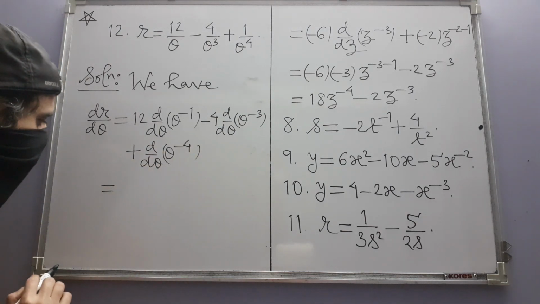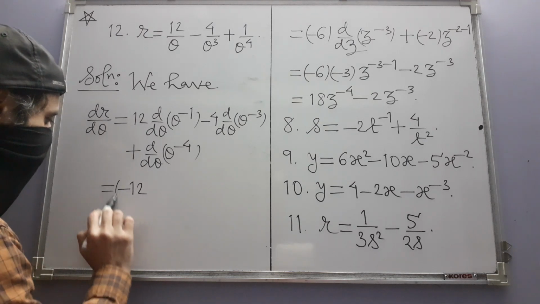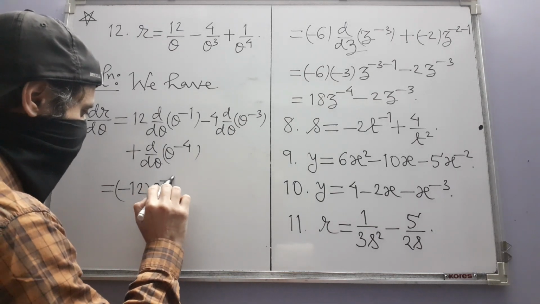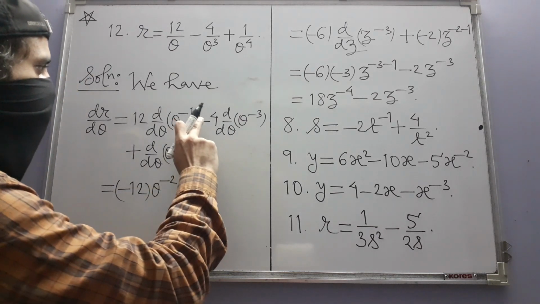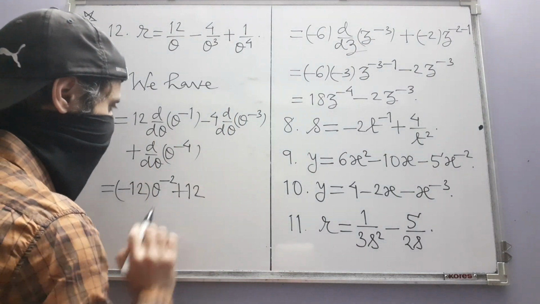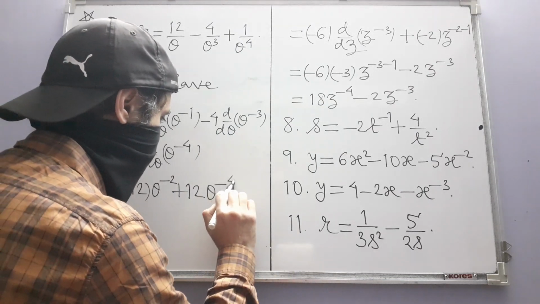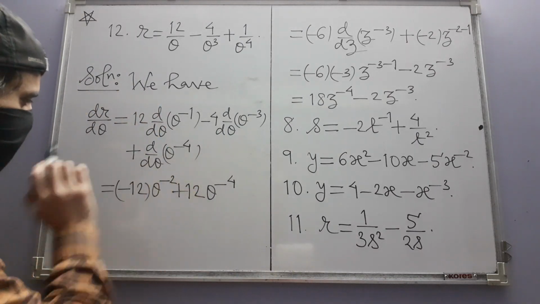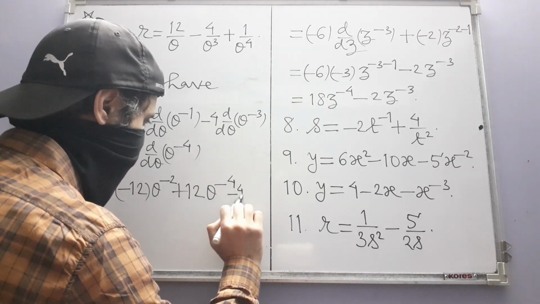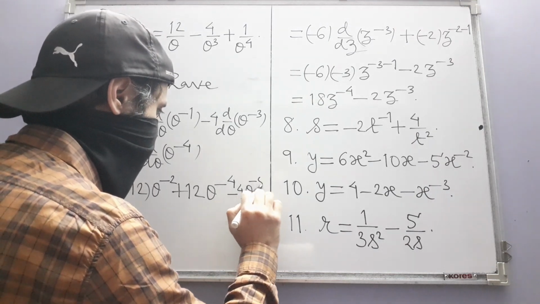So minus 1 comes in the front, makes 12 minus 12, and theta to the power minus 1 minus 1. That means theta to the power minus 2. Minus 4 times minus 3 will be plus 12 times theta to the power minus 3 minus 1, that is minus 4. And here if minus 4 comes in the front, then minus 4 times theta to the power minus 4 minus 1, that is minus 5.